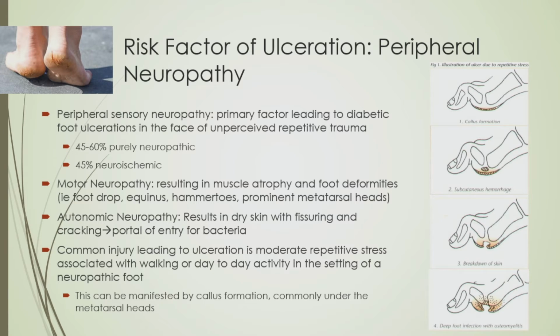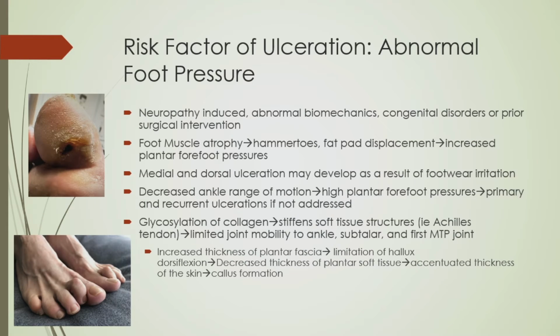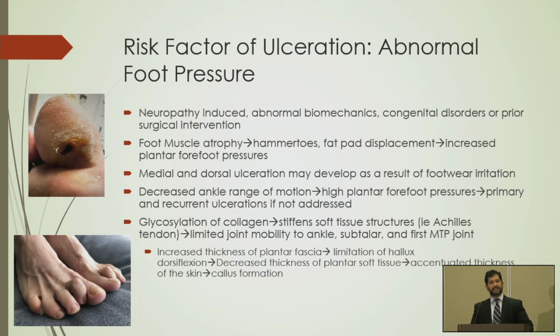That ulcer turns to infection and potentially osteomyelitis. Now, abnormal foot pressures are usually neuropathy-induced, but can also be due to abnormal biomechanics or congenital disorders or prior surgery. Foot muscle atrophy, again, leads to hammer toes, fat pad displacement or atrophy, increasing the peak plantar pressures to the forefoot. Decreased ankle range of motion causes, again, increased forefoot pressures, and this leads to primary or recurrent ulcerations.